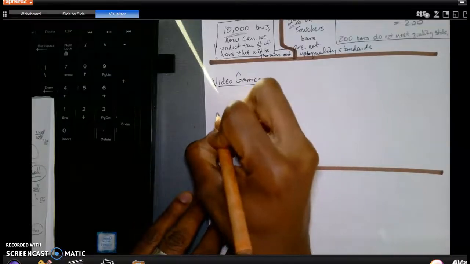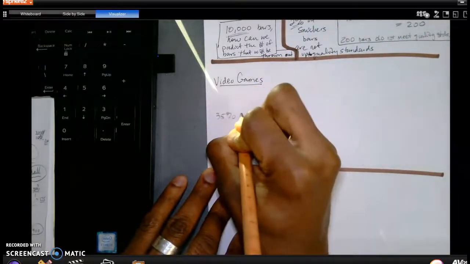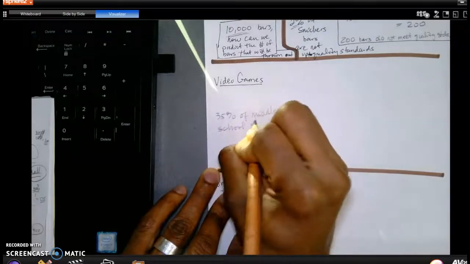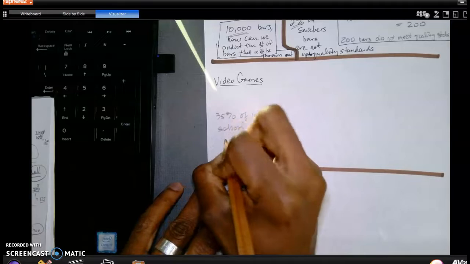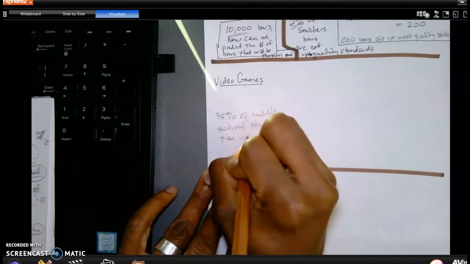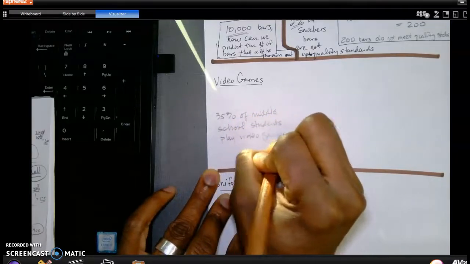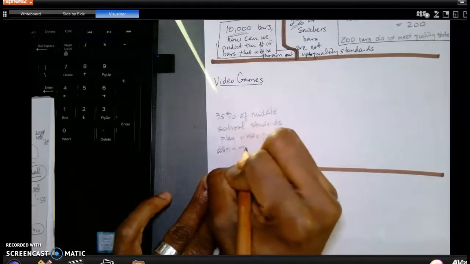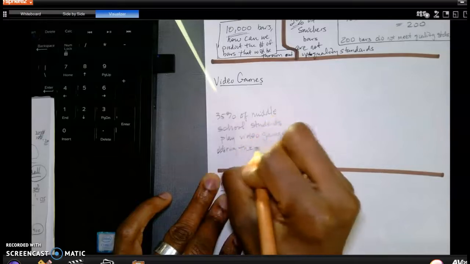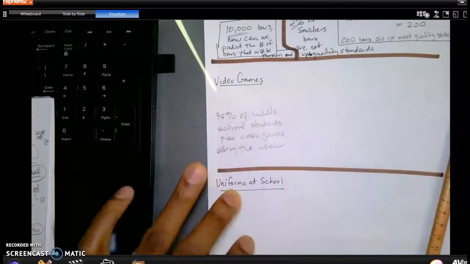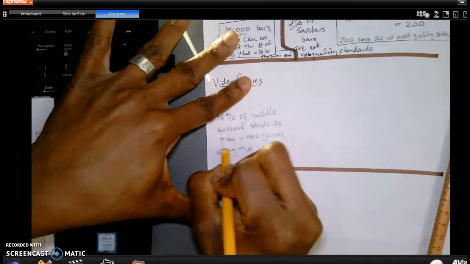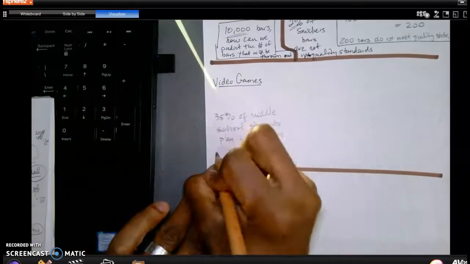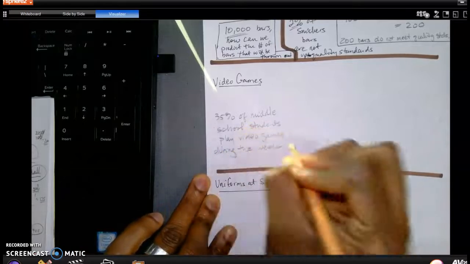We estimate that about 35% of middle school students play video games, let's say during the week. Okay, so again, they play video games during the week.